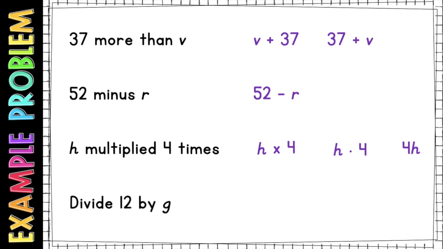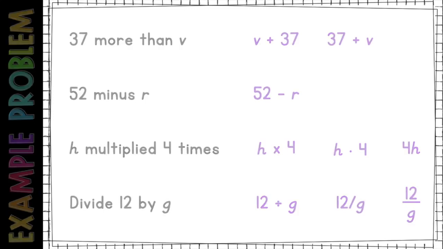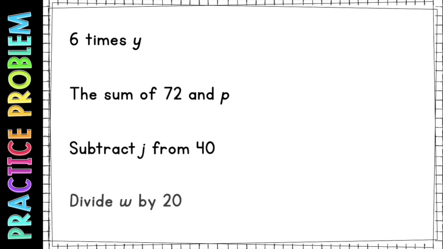And finally, let's look at some more examples for division. 12 divided by g could be written in these 3 ways. Remember, 12 over g is also the same as division, so we know that it reads 12 divided by g. All right, now it's your turn. You're going to write variable expressions for these 4 mathematical sentences. 6 times y, the sum of 72 and p, subtract j from 40, divide w by 20.